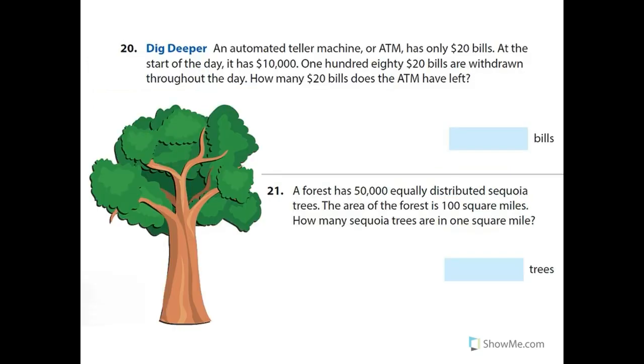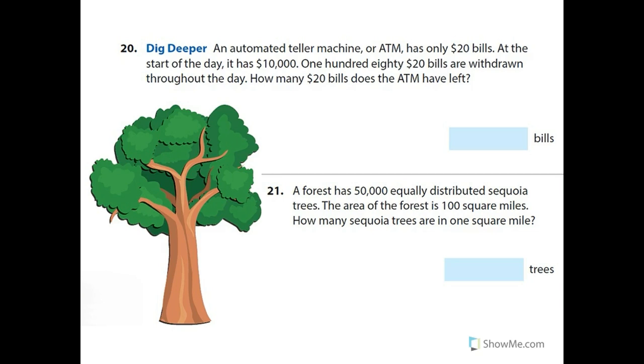All right. Number 20 is a dig deeper question. And I tell you what, you get this one correct, I'll give you some Jolly Ranchers, right? Because it's a rather difficult one. So if you get it, I will be totally impressed and give you some Jolly Ranchers. All right, so an automated teller machine, or ATM, has only $20 bills. At the start of the day, it has $10,000. 180 $20 bills are withdrawn throughout the day. How many $20 bills does the ATM have left?